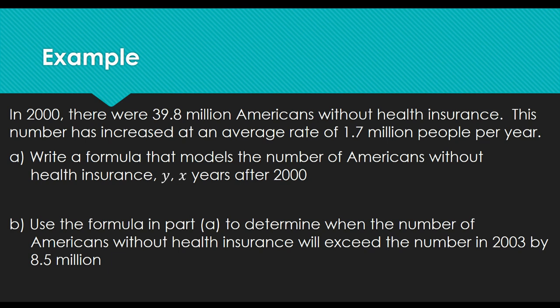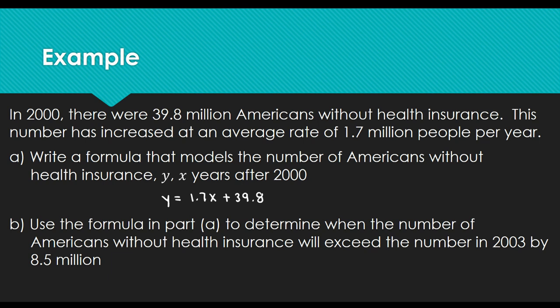So in 2000, 39.8 million Americans without health insurance. So that's the flat amount, that at that year, that's how many didn't have health insurance. So that's like our y-intercept. And then 1.7 million, that's how many have increased each year. So that's going to be our slope or our rate. So we're going to have y equals, we can put the 1.7x first plus 39.8. Okay, so notice how because it was increasing at that average rate, that's why 1.7 is positive. Had it said decreasing, then we would have wanted that number to be negative. So always keep that in mind as well.